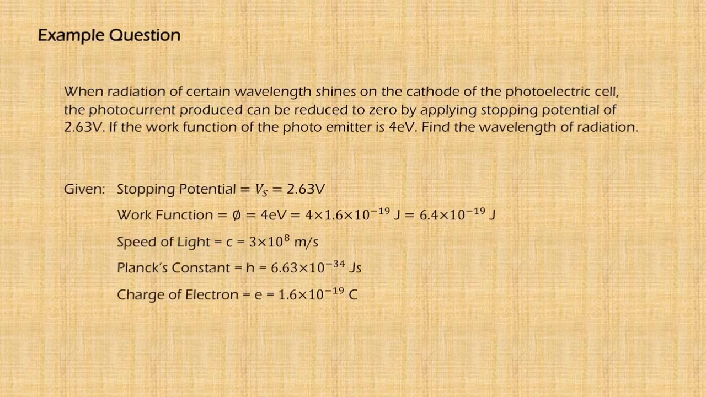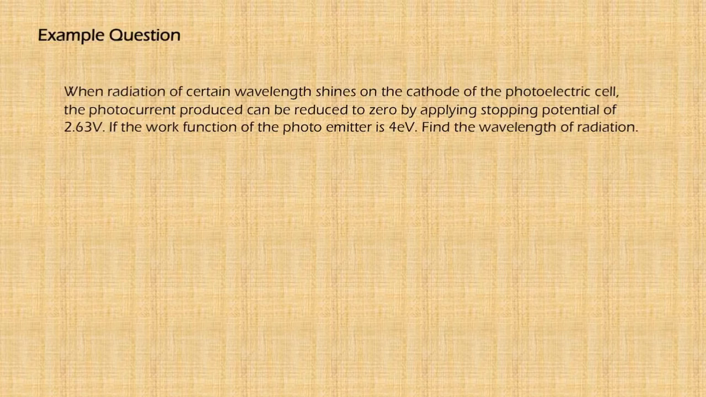So what is given in the question is the stopping potential, and the work function is 4 eV, which can be converted into 6.4 × 10⁻¹⁹ joules. The speed of light in vacuum is 3 × 10⁸ meters per second. Planck's constant and the charge of the electron are constants. Let's now look at the solution.